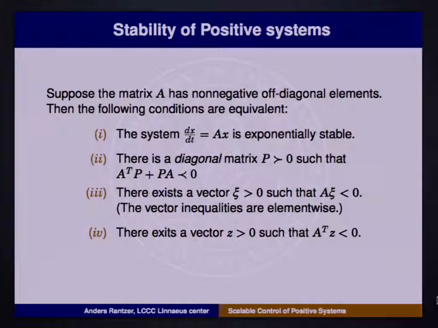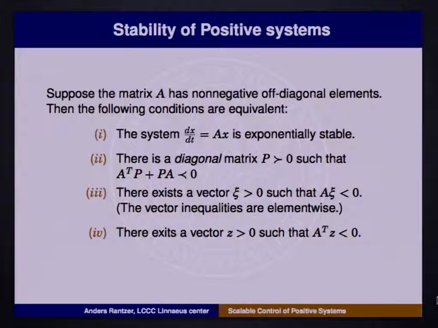And this symmetric matrix P can then be used to define a Lyapunov function that proves stability of the system. But for a positive system, it's sufficient to look for diagonal solutions to the Lyapunov equation. It means that the search for a Lyapunov function becomes much simpler, and the number of parameters now scales linearly rather than quadratically with the number of states. But you also have two other options.